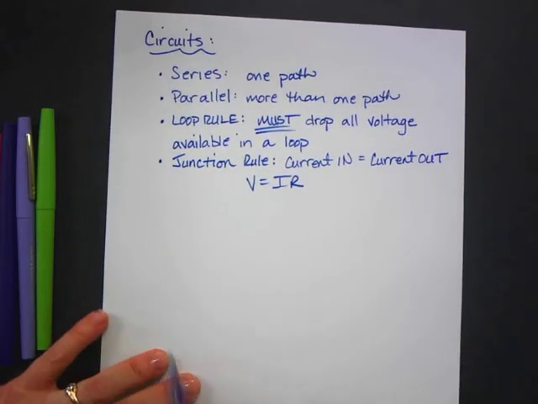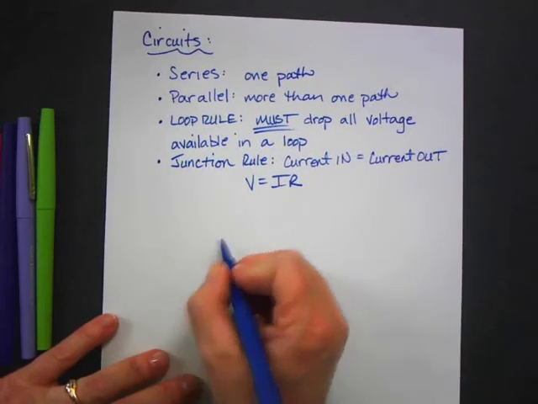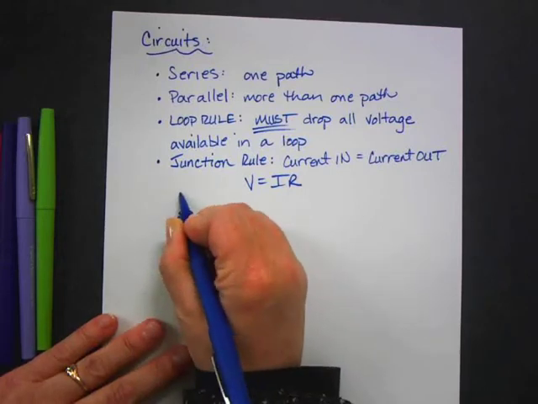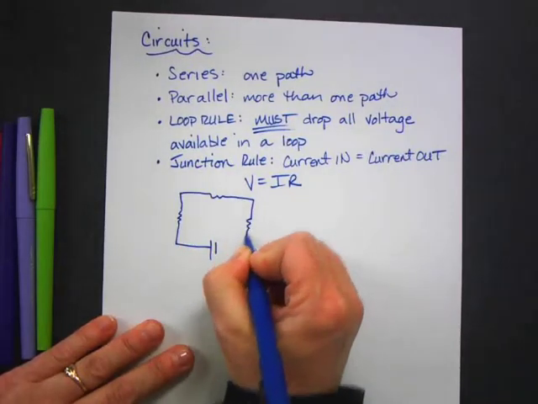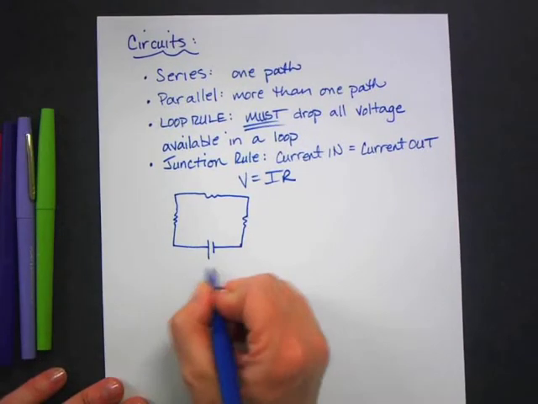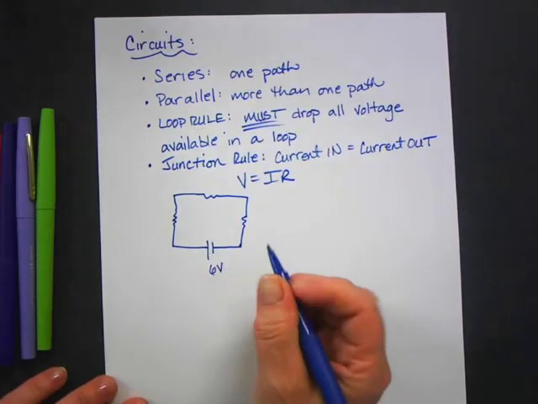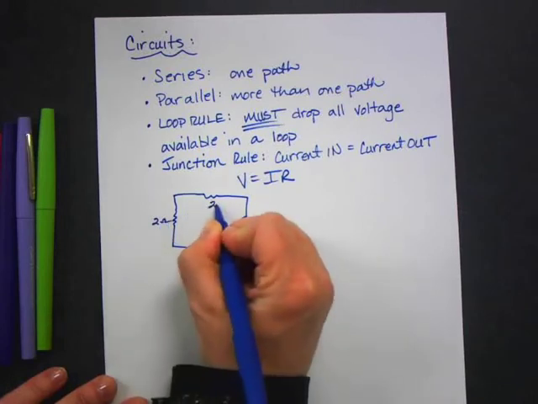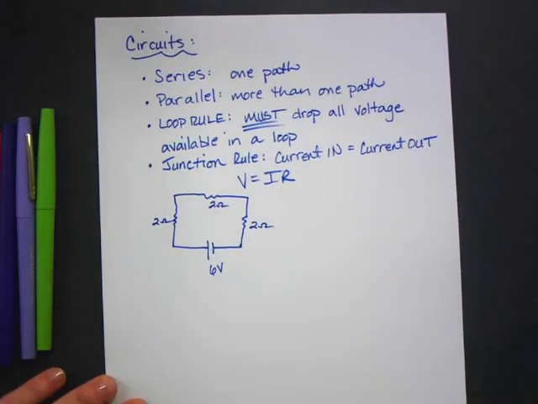We're going to start with a series circuit. And a series circuit is one path, so I'm going to start drawing the schematics. I love drawing schematic diagrams. Those are Christmas tree lights. One path, we're going to have a 6-volt battery, and these are all 2-ohm resistors. So this is just like Christmas tree lights, 3 light bulbs in a series.